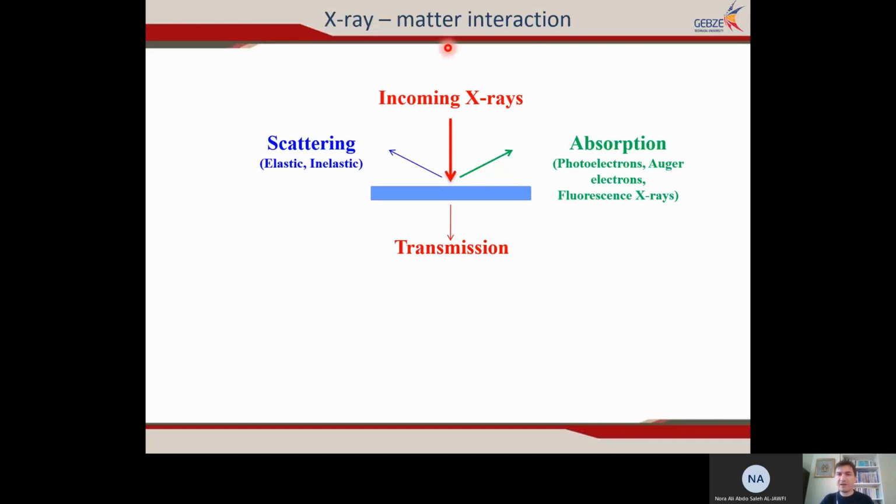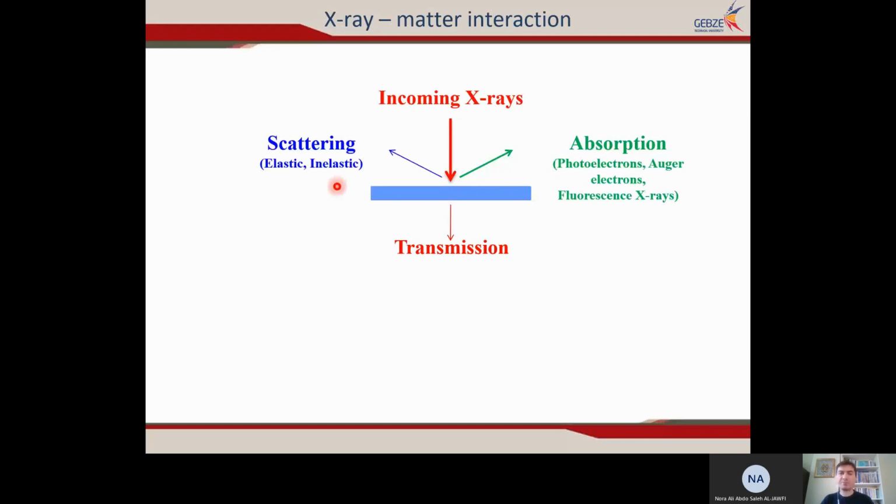Here we have incoming X-rays, an incident X-ray beam, okay? It is coming from an X-ray tube, or from a synchrotron light source, or from a free electron laser. It doesn't matter. Here we have an X-ray beam. And then here we have a material, okay? It can be an ultra thin film, a thin film, or a bulk material. So you have a material here.